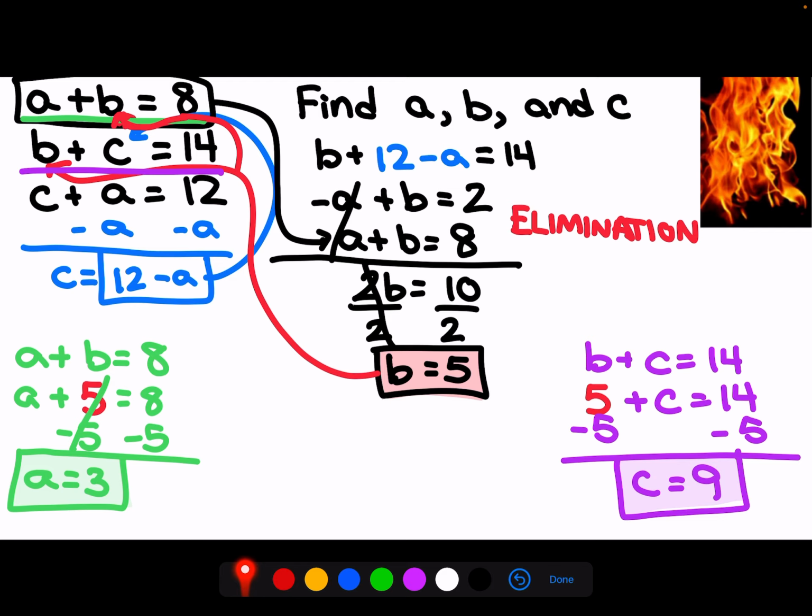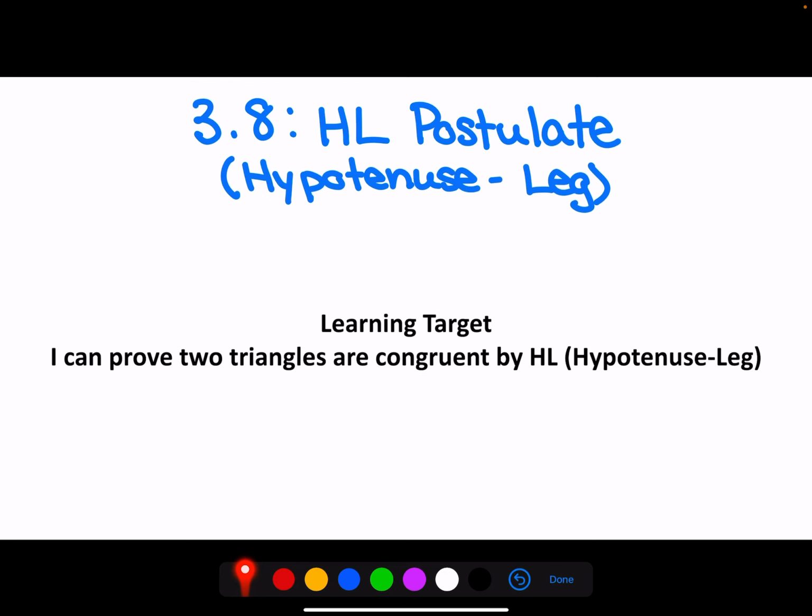So today we are going to be covering 3.8, HL postulate. We've been talking about HL in the previous videos where we've been leading up to this. And again, HL is just going to stand for hypotenuse leg. That's what the HL stands for. Our learning target today is I can prove two triangles are congruent by HL, hypotenuse leg.